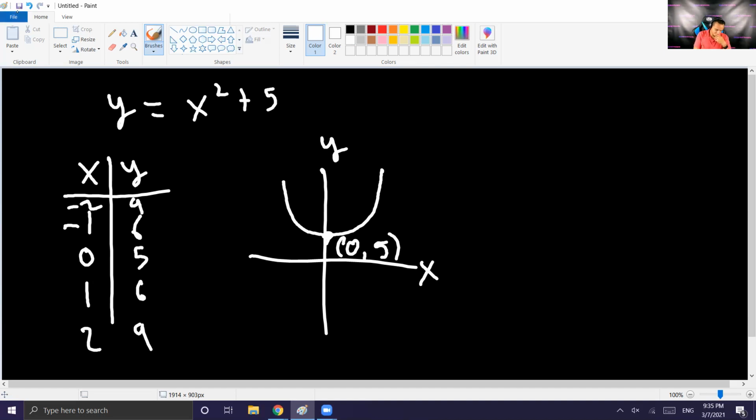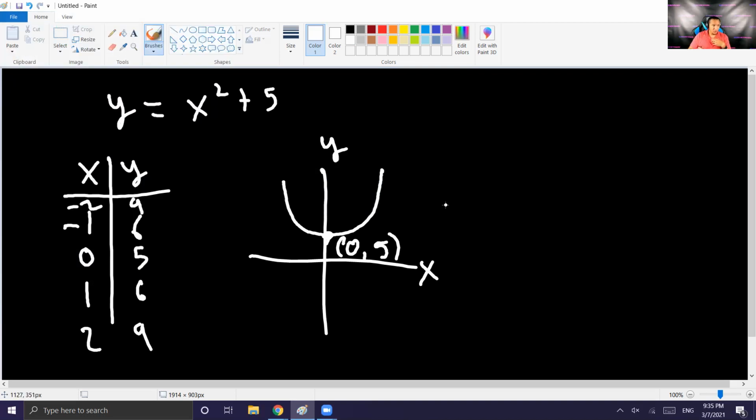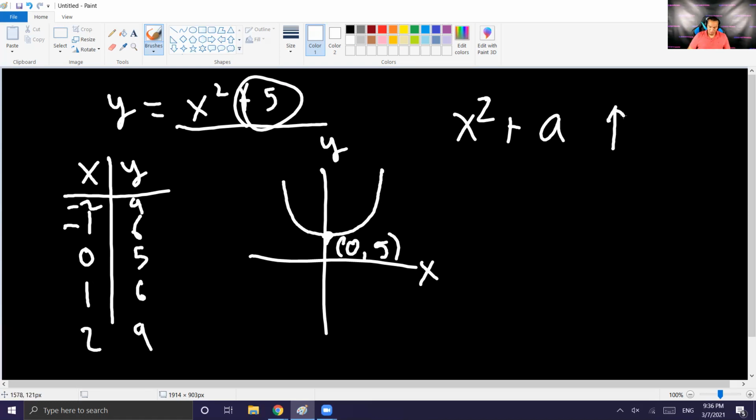So let's go ahead and take a look actually first at this. Anytime you see a plus outside the x squared, it's going to go up. So x squared plus some number a, a could be 10, 20, and that's going to shift the graph up. If you have x squared minus a, it's going to shift it down, obviously. It's going to be the opposite.